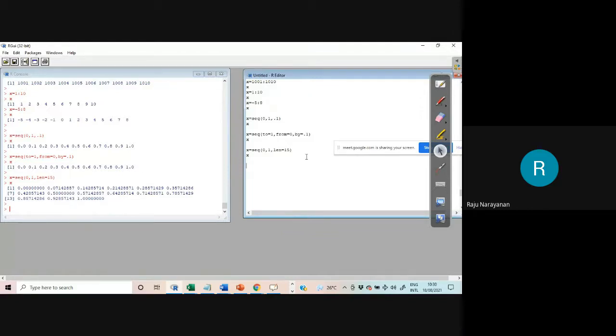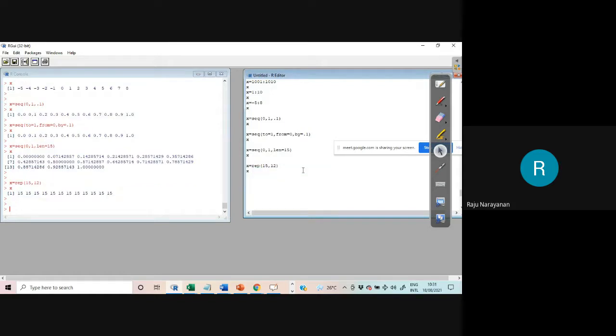Suppose some values are repeating. If you look at the age of SLC students, most of them are of age 15. Therefore, you need not write 15, 15, 15, 15, etc. Suppose there are 12 15s, you write repeat. What is to be repeated? 15 is to be repeated. How many times? 12 times. X is equal to repeat, a built-in function. It will repeat 15, 12 times.